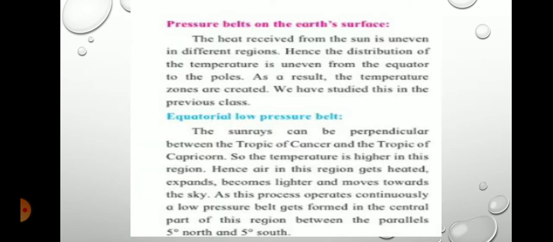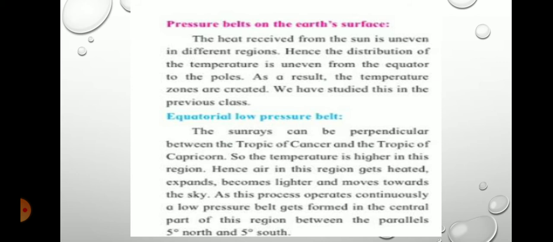Which pressure belt is mainly found in the tropics? So these are some questions. Okay. Pressure belts on the Earth's surface. The heat received from the sun is uneven in different regions, hence the distribution of the temperature is uneven from the equator to the poles. As a result, the temperature zones are created. We have studied this in the previous class.